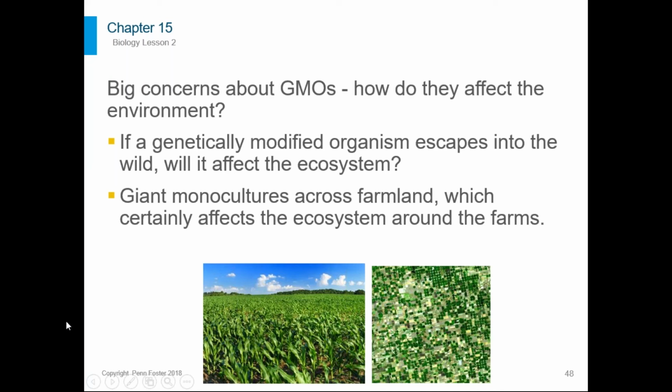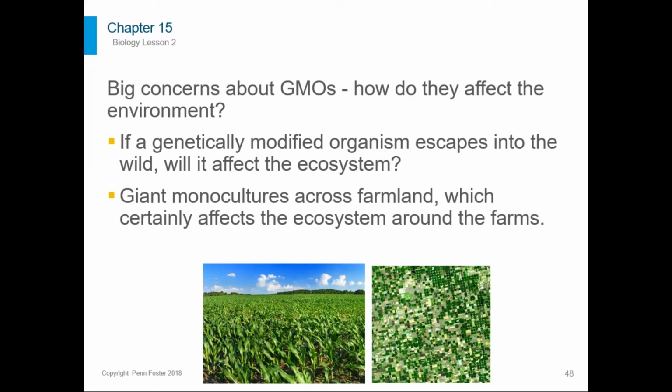And by not having any variety, it does leave the farming open to other weaknesses. So if there was some other disease that came and affected this corn, there's no variety in the corn. It's all the exact same strain, so it's going to be kind of weak to that. There's not going to be some corn that's stronger than others because it's all the same corn.